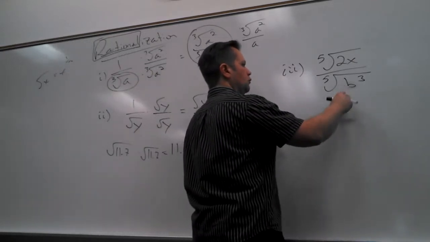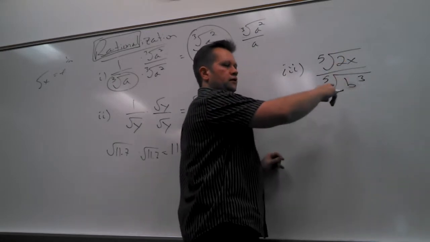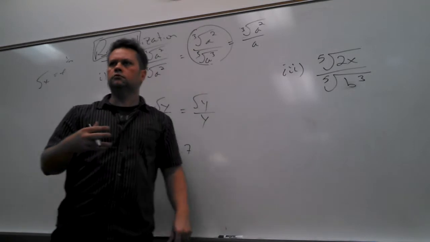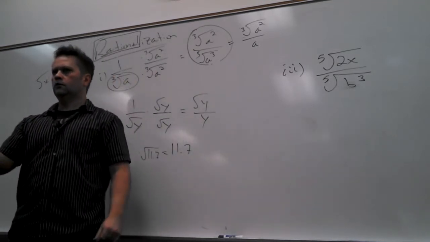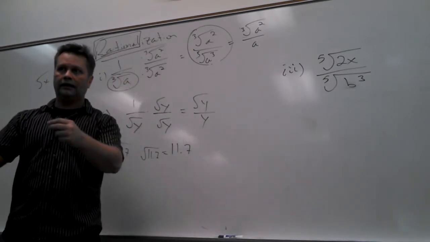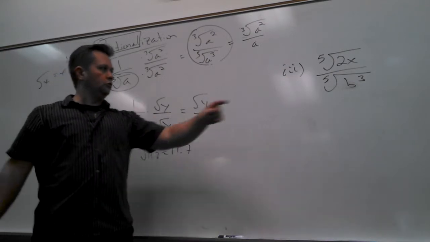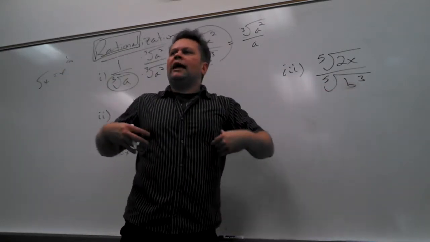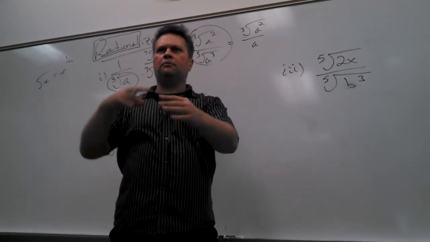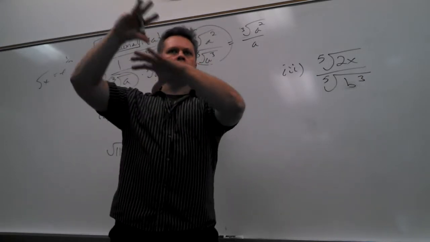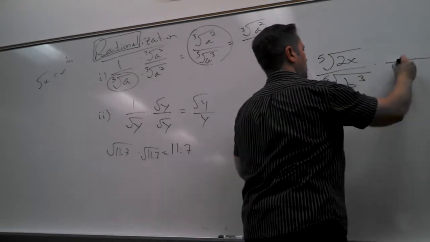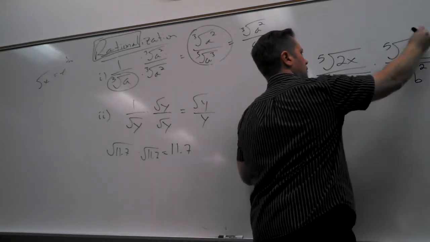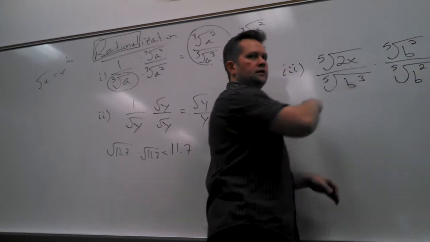So what you ask yourself in this problem is, what do I have to give the bottom to make it doable? I've got to give it a couple b's, right? Good. It's completing the root. The root needs 5 things. I've only got 3, so I'm going to give it 2 more. Why is it legal for me to do that? Because there's a top and a bottom. So multiply top and bottom by the 5th root of b squared. Give it the 2 b's it's missing.